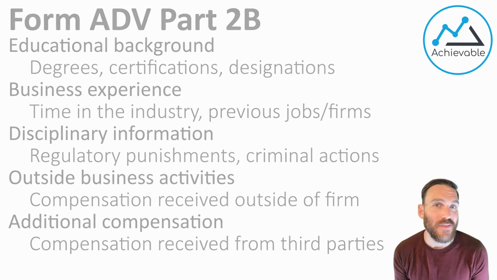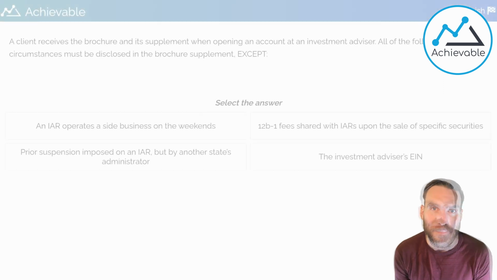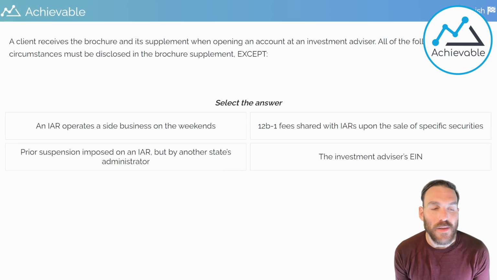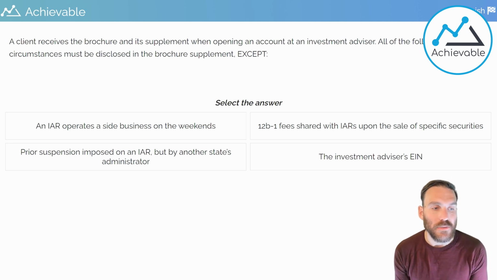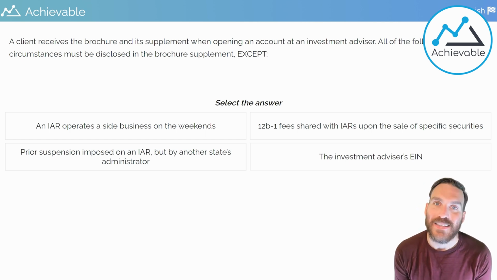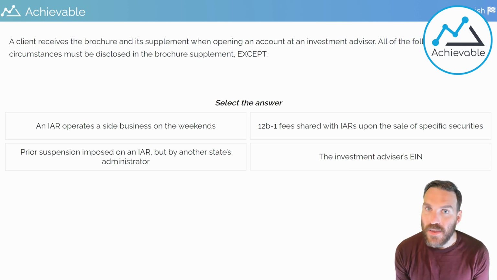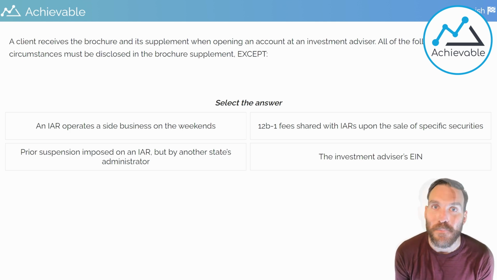Now let's go ahead and take a look at a practice question and see how we might be tested on this topic. All right, question is on the board. A client receives the brochure and its supplement when opening an account at an investment advisor. All of the following circumstances must be disclosed in the brochure supplement except. Okay, go ahead and take a second, pause the video, see if you know the answer, and we'll reconvene and talk about it together in just a moment.